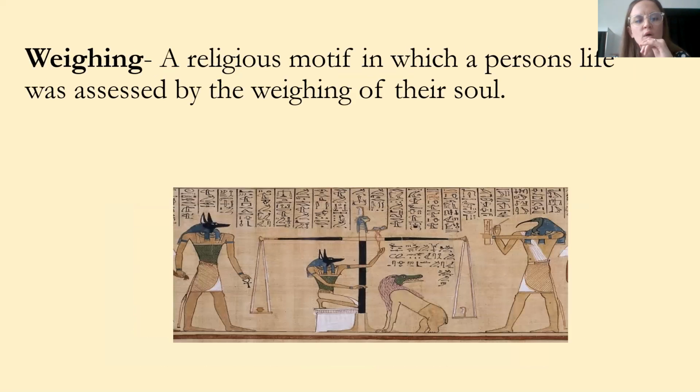Weighing. Now, this picture here shows the gods weighing things, okay? A religious motif in which a person's life was assessed by the weight of their soul. So weighing was quite an important thing during the Egyptian times. They had this idea that your afterlife depended on the weight of your soul.